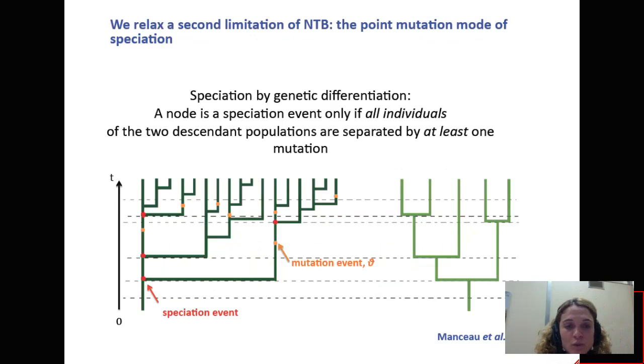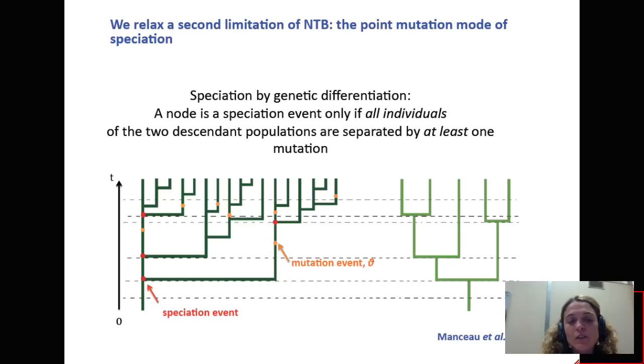Now, to be able to have speciation events in this process, we have random mutations arriving on the genealogy as a Poisson process. So we just throw mutations on the genealogy, and in the case of a point mutation model, first envisioned by Hubbell, a mutation event would create a new species. But here, this is not what happens. The mutation event is just a mutation event.